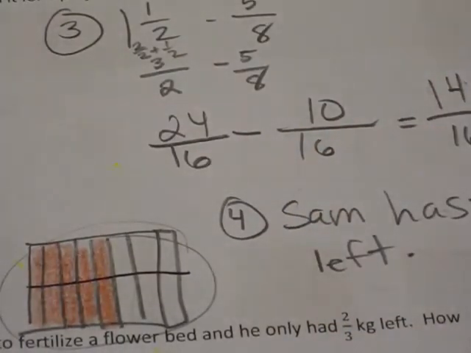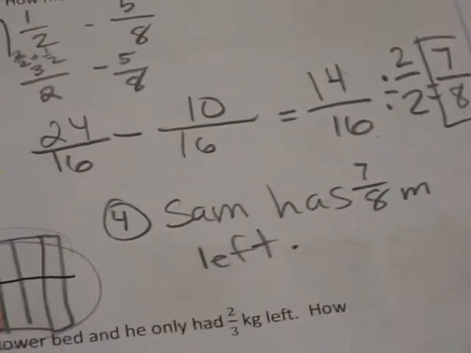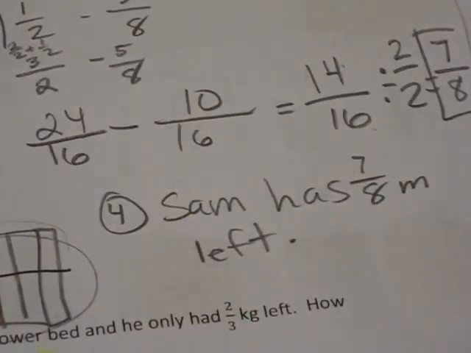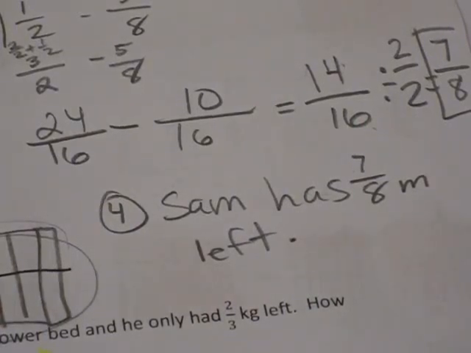Alright, go ahead and try number 3 on your own. Oops, I apologize. There we go. And that is homework for lesson 6 of module 3.